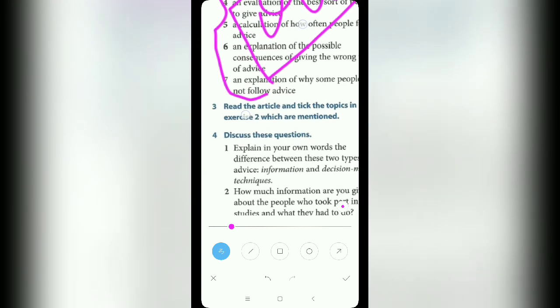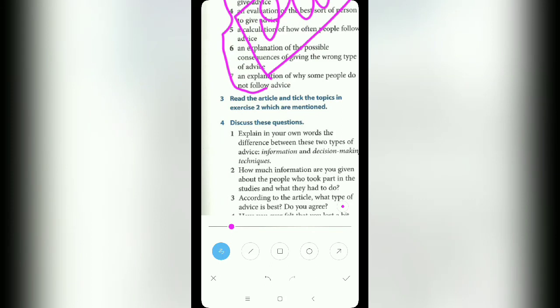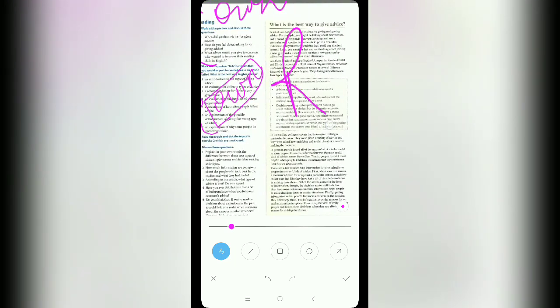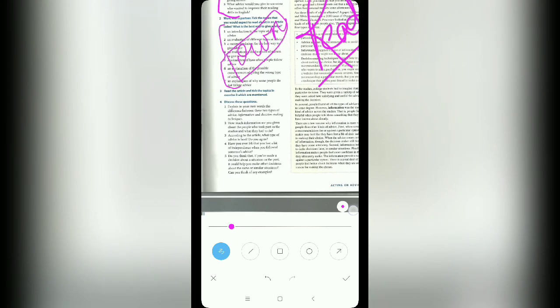This also you will do on your own because it requires your own experiences and your own imagination. Now we go to the third one. Read the article and tick the topics in exercise 2 which are mentioned. So where is the article? Here is the article on the right hand side. You have to read this, students, and then you will tick the topics in exercise 2.